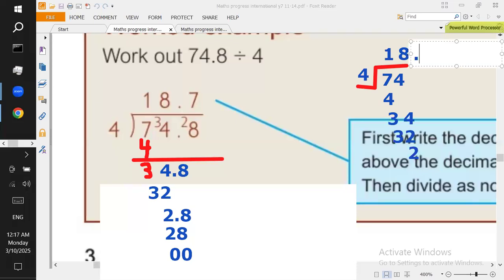So basically, the 0.5, I don't need it. I just need the 18. The 18 are two numbers. It means the decimal point should be after two numbers. That's why we put 1, 2, and then the decimal point. And this is how you divide decimals by a whole number.